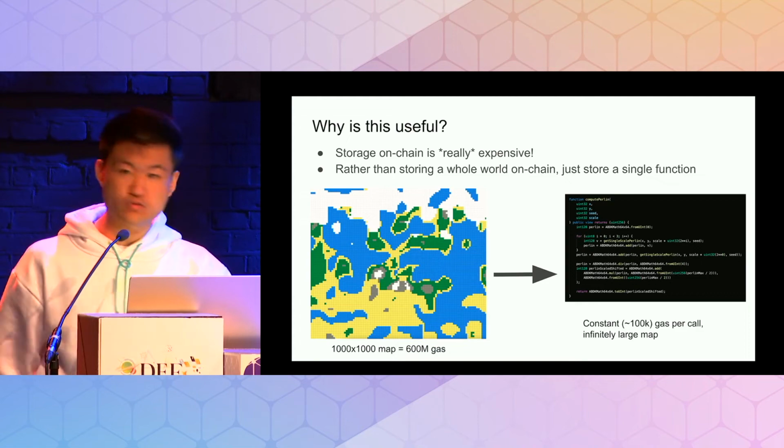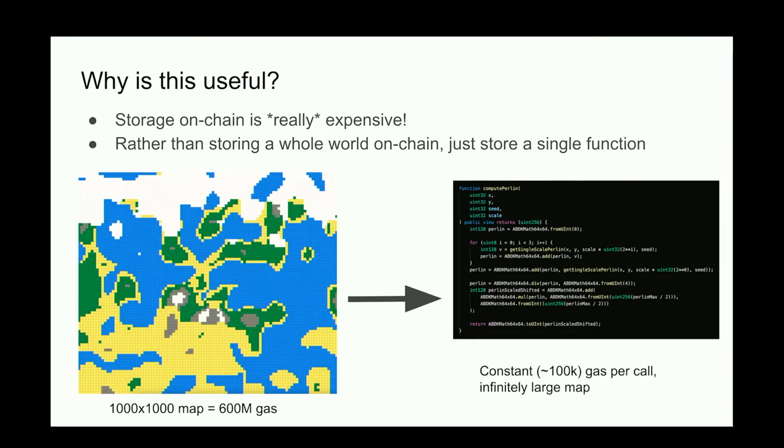So why is this useful, specifically in terms of technical details? Storage on chain is really expensive. If you want to store a 1,000 by 1,000 tile map of uint8s, that's probably going to cost something like hundreds of millions of gas. And rather than storing a whole world on chain, we can just store a single function. So we have the computePerlin function here, which executes some code. I think it's something like 100K gas per call, and you effectively get an infinitely large map.